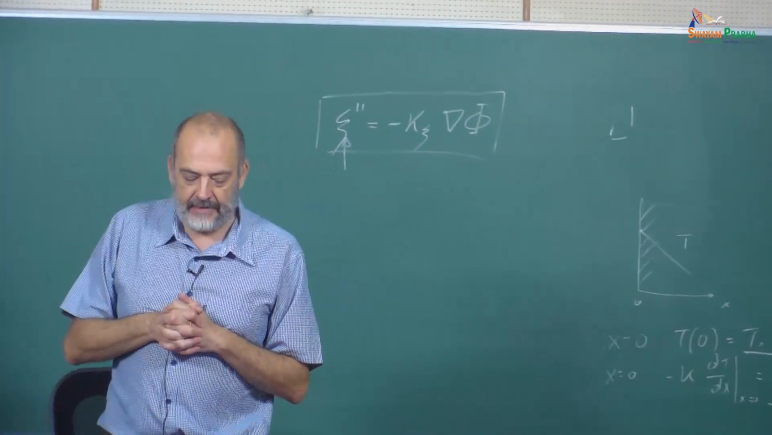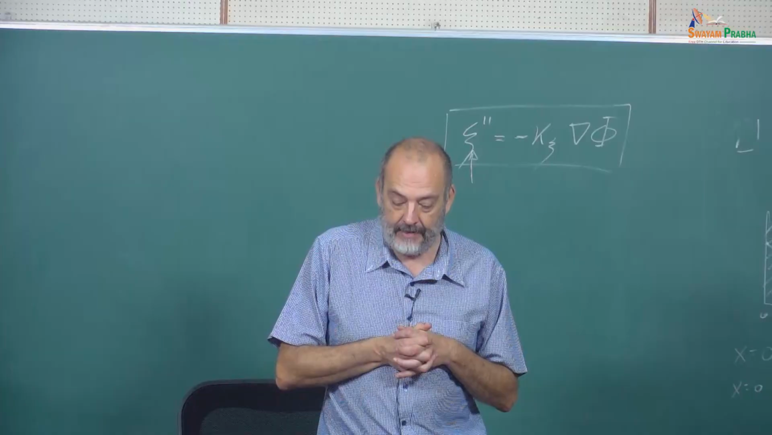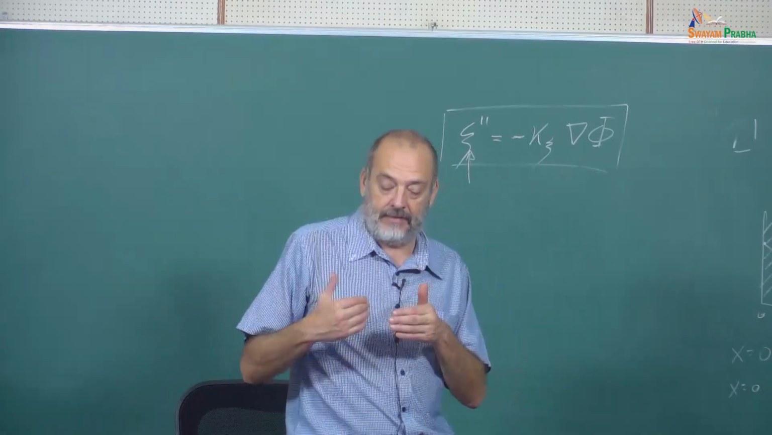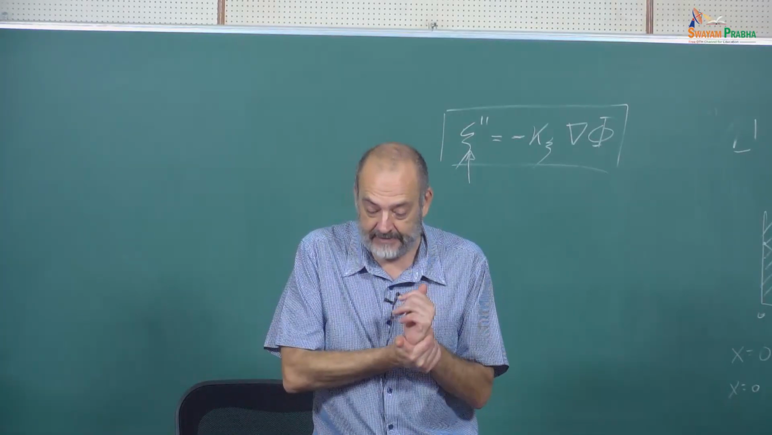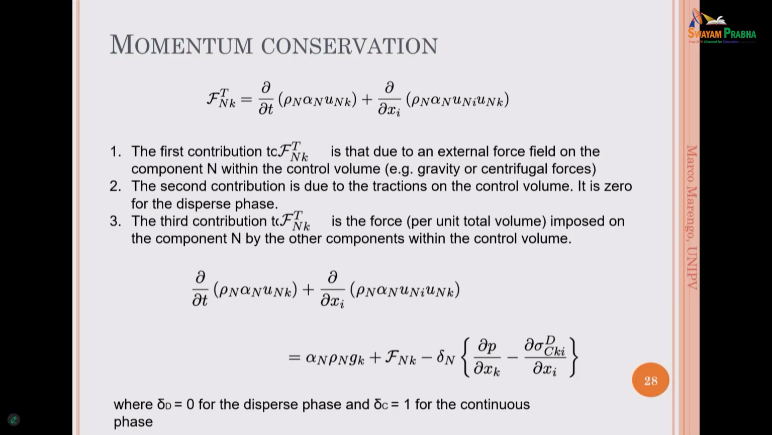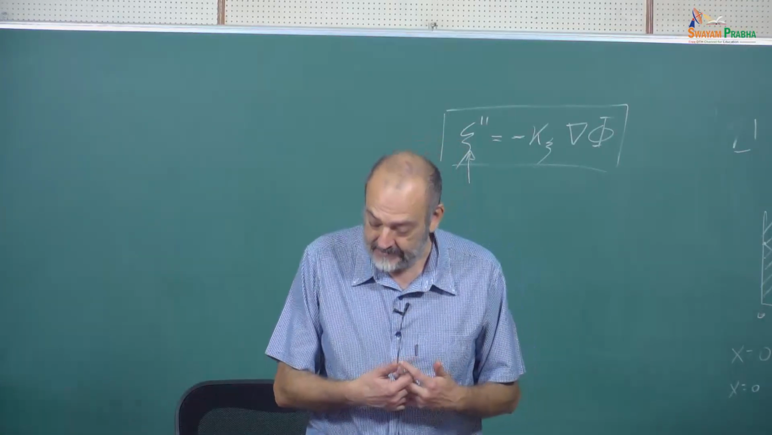Then the third contribution is linked to the force that one component exerts on the other component. So this means stresses, let's say. So at the end, what we may have is something like this: the total derivative of the momentum flux is equal to the force linked to the external forces. Then we have the pressure, and we have the shear stresses.